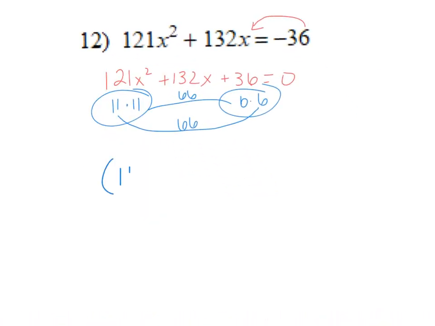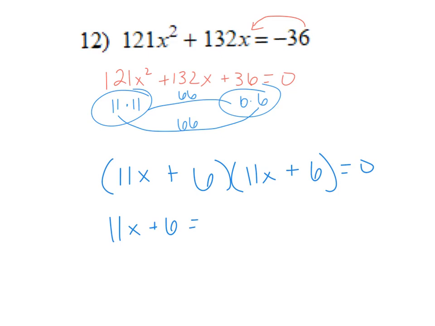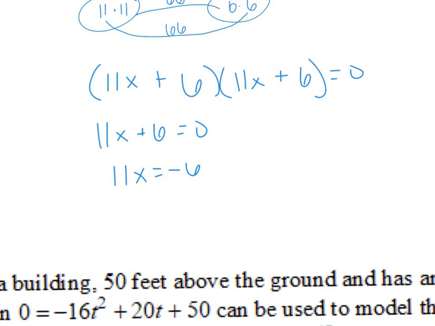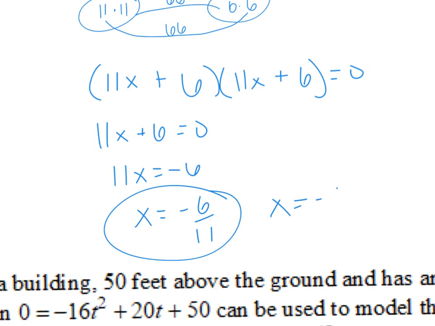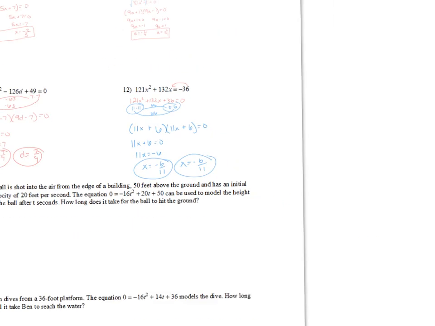So I've got 11x and 11x. They're all positives. And then 6 and 6. And that equals 0. So I get 11x plus 6 equal to 0. So now I subtract off the 6 and divide and get negative 6/11. Okay, and again, you're going to get the exact same answer twice. I don't care if you write it twice or just give me one of them.